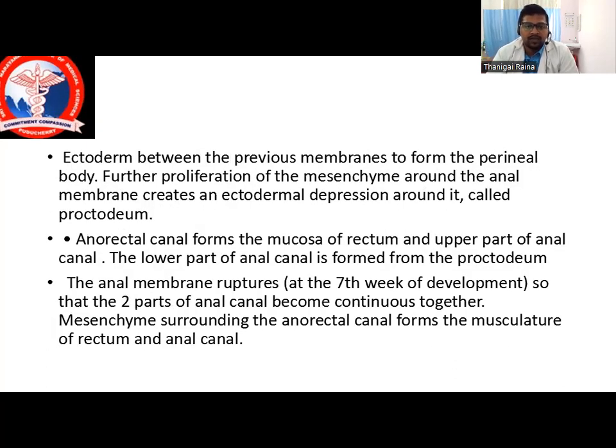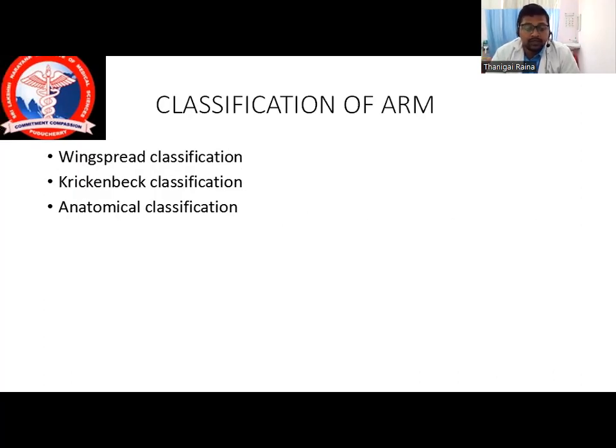So ectoderm between the membranes forms the perineal body. Further proliferation of the mesenchyme around the anal membrane creates an ectodermal depression around it called the proctodeum. The anorectal canal forms the mucosa of the rectum and upper part of the anal canal. The lower part of the anal canal is formed from the proctodeum. The anal membrane ruptures at the 7th week of development of a baby so that the two parts of the anal canal become continuous together. The mesenchyme surrounding the anorectal canal forms the musculature of the rectum and the anal canal. So this sums up the embryology.